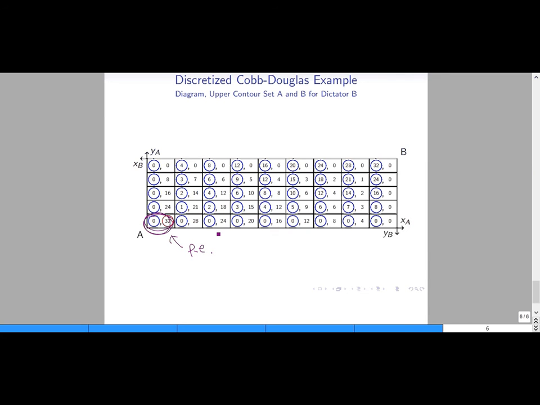So for all the problems that we do, well, except for the one with a bad good, these two points, which dictate a point where one consumer has everything, are always Pareto efficient.